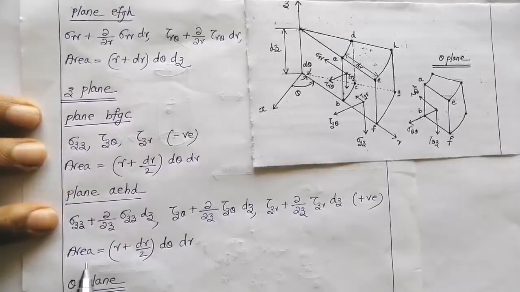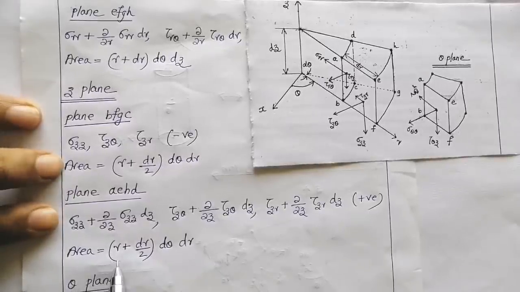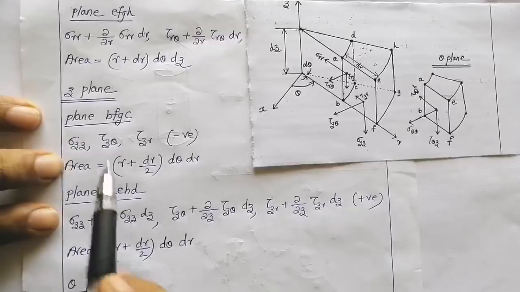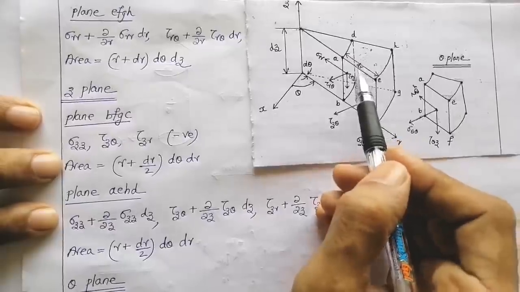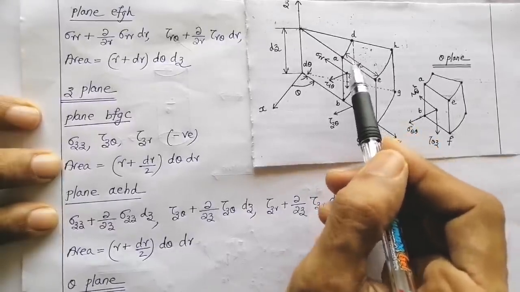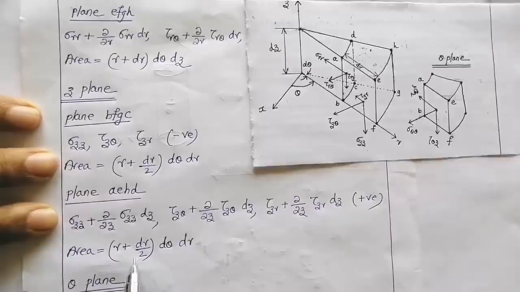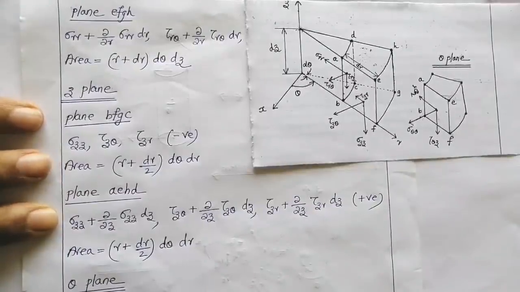Now, the area of that plane, the same principle as I have explained for the r plane BFGC: r plus dr by 2, d theta, dr, to get the dimension of a mean arc in between AD and EH. So, r plus dr by 2 into d theta into dr.